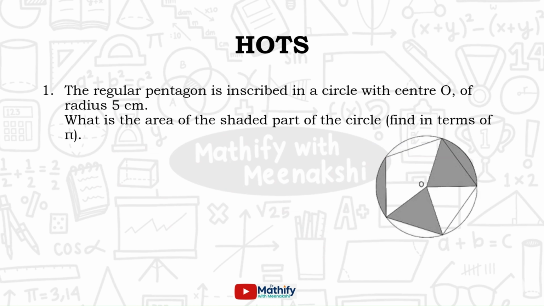Okay, let's move to the next topic. That's hertz. So I've included two questions of hertz. Let's see. First question. The regular pentagon is inscribed in a circle with center O of radius 5 centimeter. Actually, it's very easy if you see carefully, because if you add this segment, this triangle, you will get one sector. So simply we have to take twice the area of the sector. And it's a regular pentagon, so both the sectors are the same.